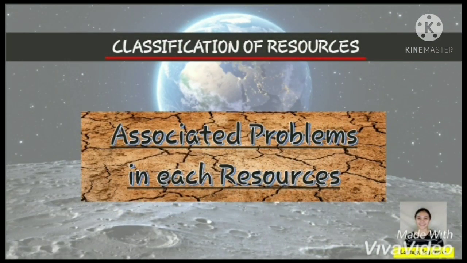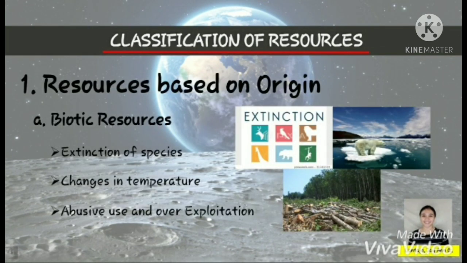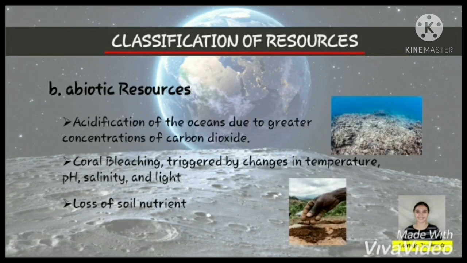Associated problems in each resource. The first, resources based on origin. Biotic resources include extinction of species, changes in temperature, abusive use, and overexploitation. While abiotic resources include acidification of the oceans due to greater concentrations of carbon dioxide, coral bleaching triggered by changes in temperature, pH, salinity, and light, and loss of soil nutrients.